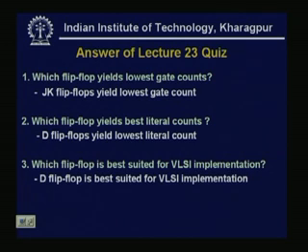The questions were, which flip flop yields lowest gate counts? As we have already read JK flip flops, D flip flops, RS flip flops, we have seen that JK flip flops yield lowest gate count. Now which flip flop yields best literal counts? The most popular, the D flip flops yield lowest literal count. And which flip flop is best suited for VLSI implementation? Again, D flip flop is best suited for VLSI implementation, as we have already seen that this is very simple to design.